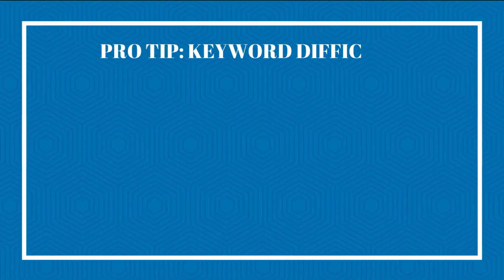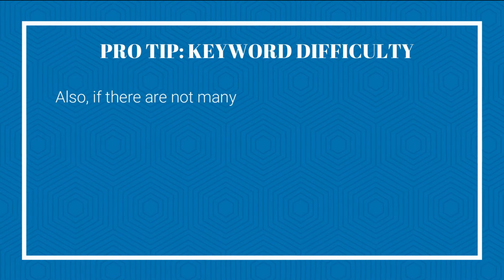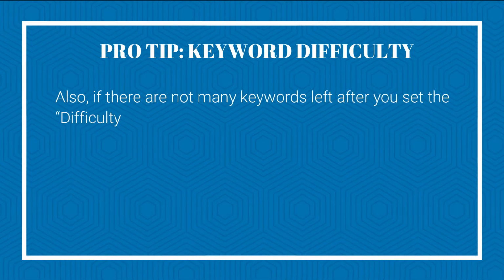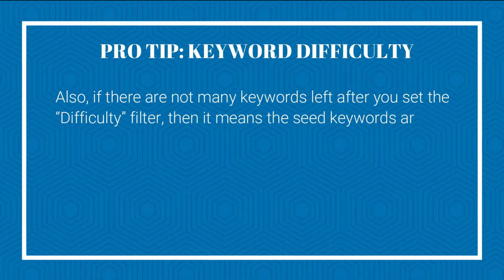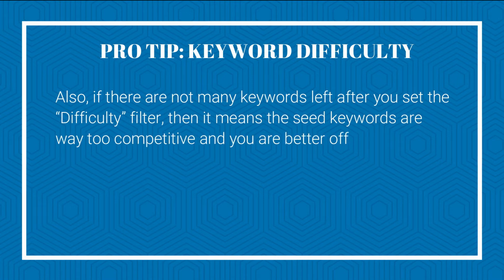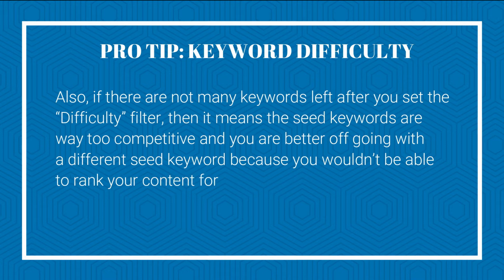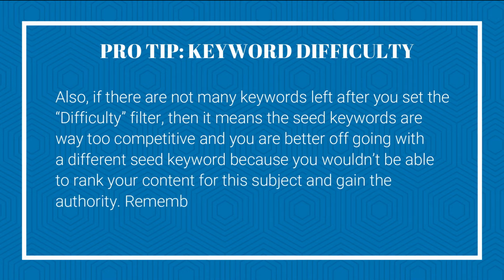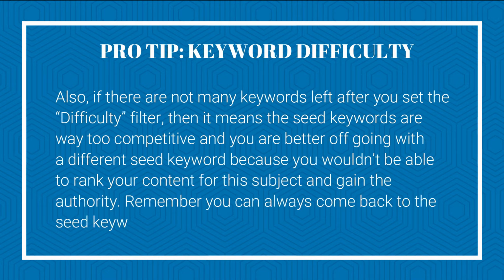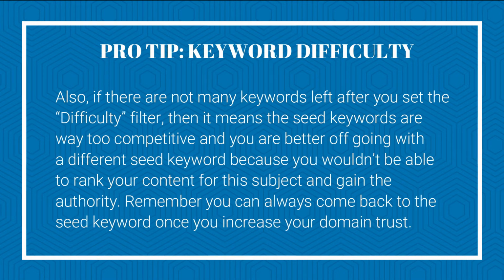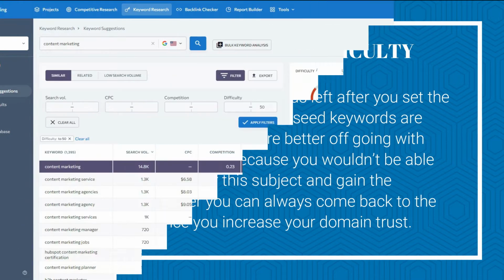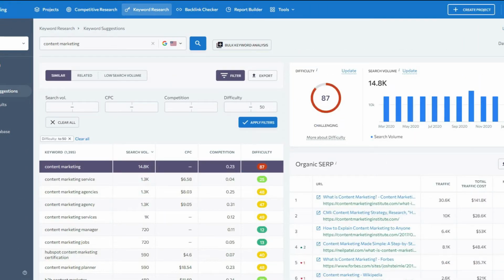Before we do that, here's a pro tip. If there are not many keywords left after you set the difficulty filter, then it means the seed keyword is way too competitive and you are better off going with a different seed keyword, because you wouldn't be able to rank your content for this subject and gain the authority. Remember, you can always come back to the seed keyword once you increase your domain trust. Alright, let's move on to the second filter.